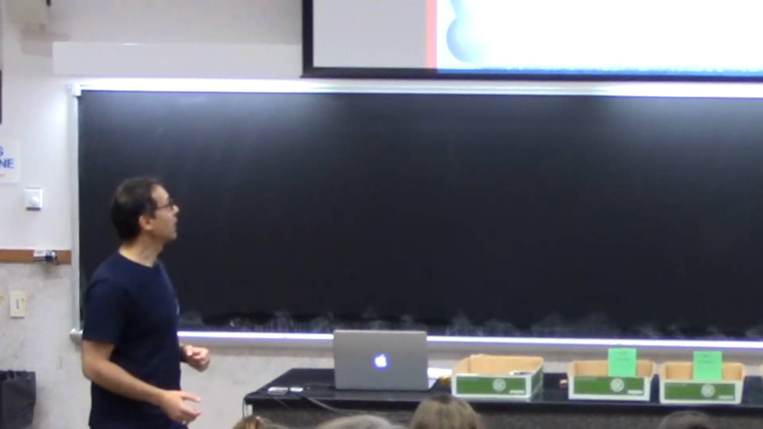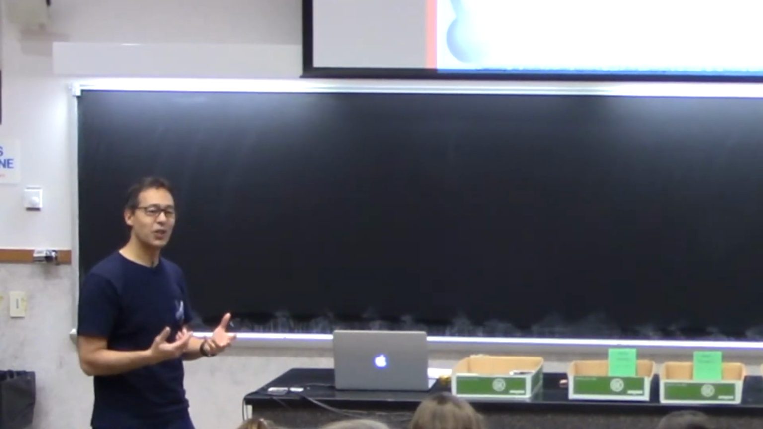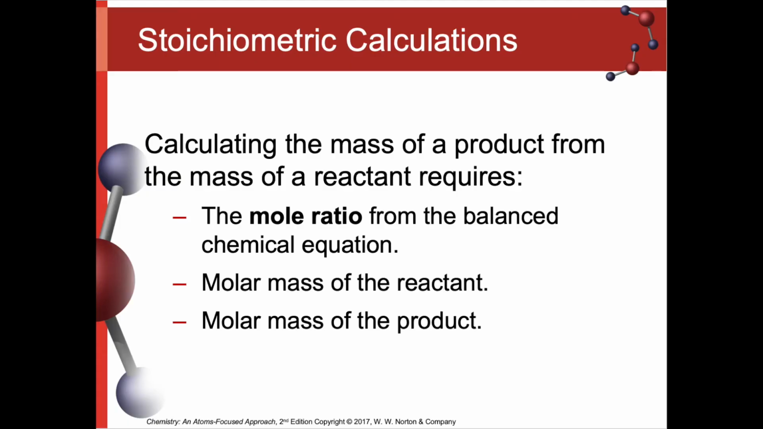And so today what we're going to do is stoichiometric calculations, and we're going to use the mole ratio from our balanced equations. And we'll do a couple of examples on this. To get us started, we're going to do a chemical equation that's similar to what we did before.